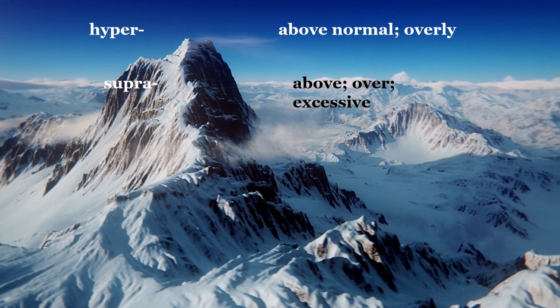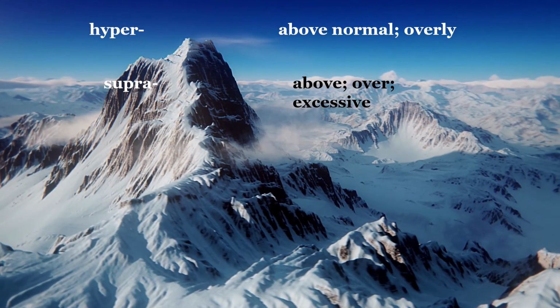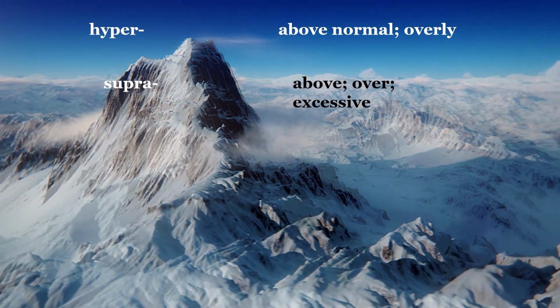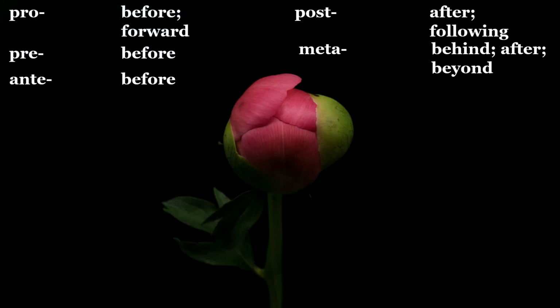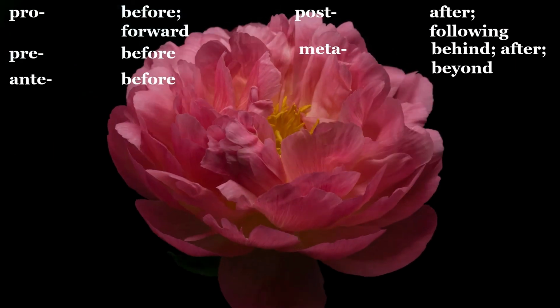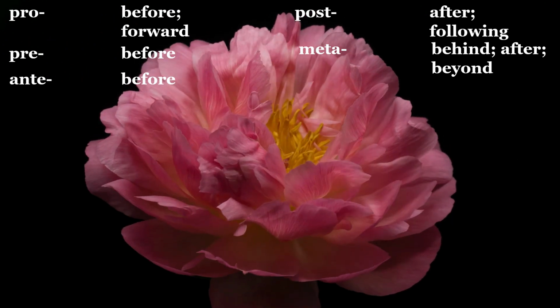Hyper means above or above normal and overly. Supra also means above and over and excessive. Pro, pre, and ante mean before. Post and meta mean after.